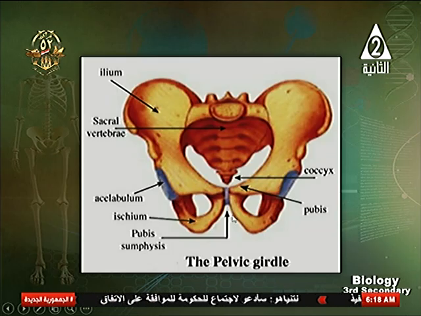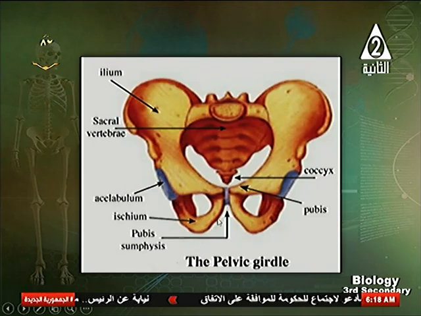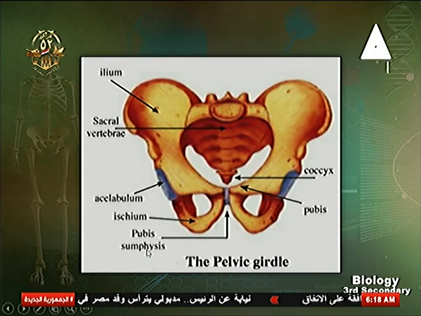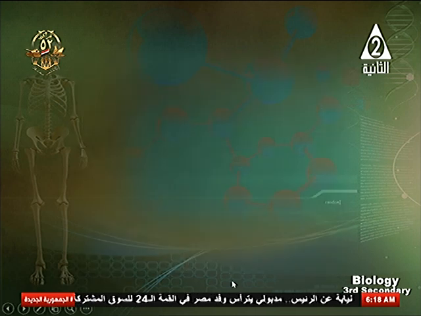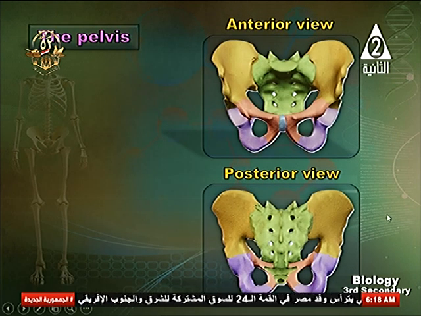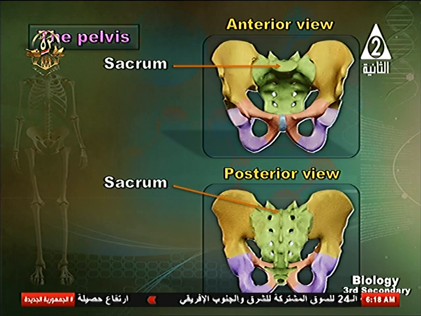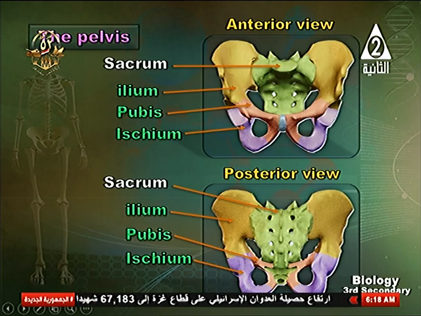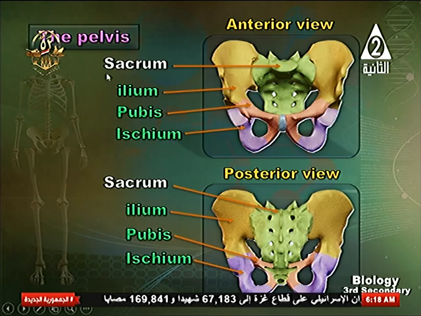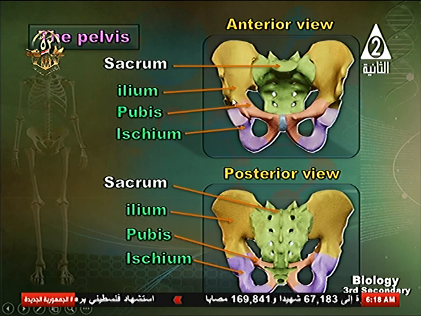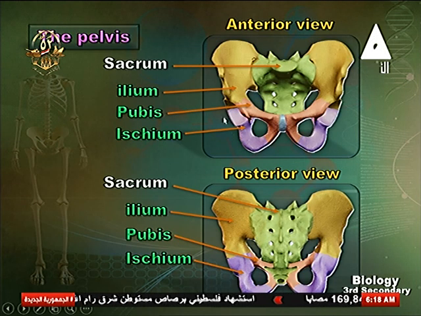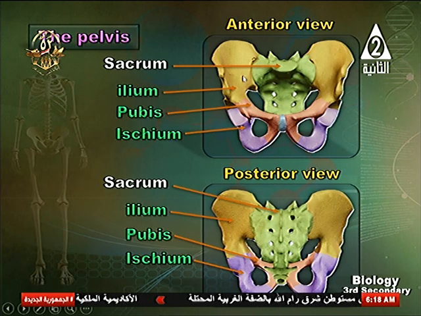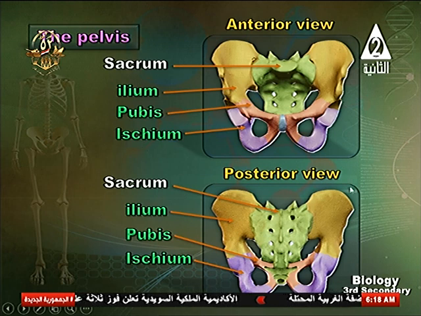Okay, so the pelvic girdle consists of two bones connected ventrally at the pubic symphysis. And this is the anterior view and posterior view for the pelvic girdle. As we see here, the sacrum appears from the anterior or posterior view, that's the sacral vertebra. Ilium appears and pubis appears and ischium appears. All three bones appear from the anterior or posterior view, but take care that the shape of ilium, pubis, ischium from the anterior view differs from that from the posterior view.